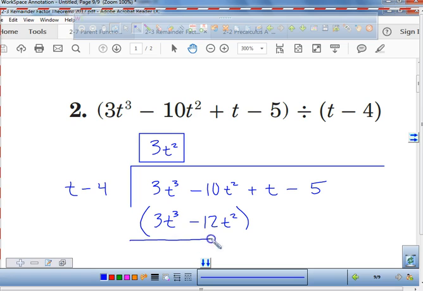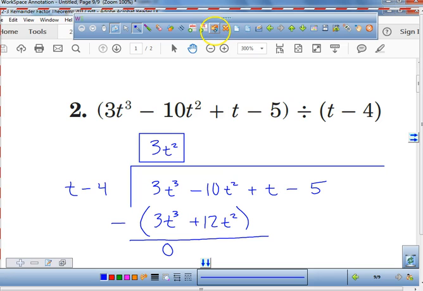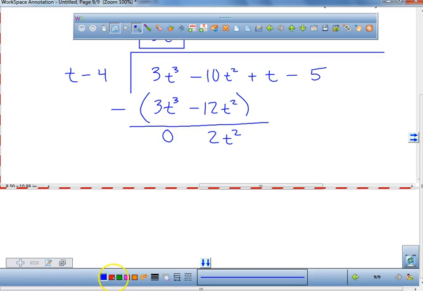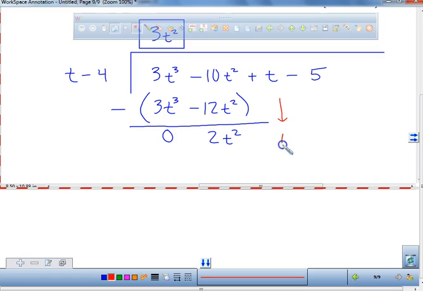I have to take them away. Now these right here, what happens? Those totally zero out. But when I have a negative and a negative, what's that going to happen? It's going to change this to a positive, right? Which is going to make this a 2t squared. Now I'm going to bring down this positive t right here.